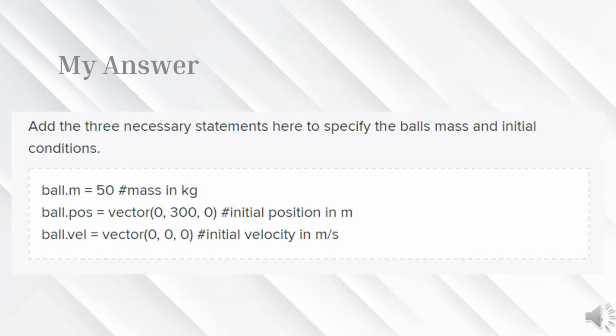I successfully identified the 3 conditions to program, which are the ball's mass, the ball's initial position, and the ball's initial velocity. Note that both the position and velocity are 3-dimensional vector quantities.